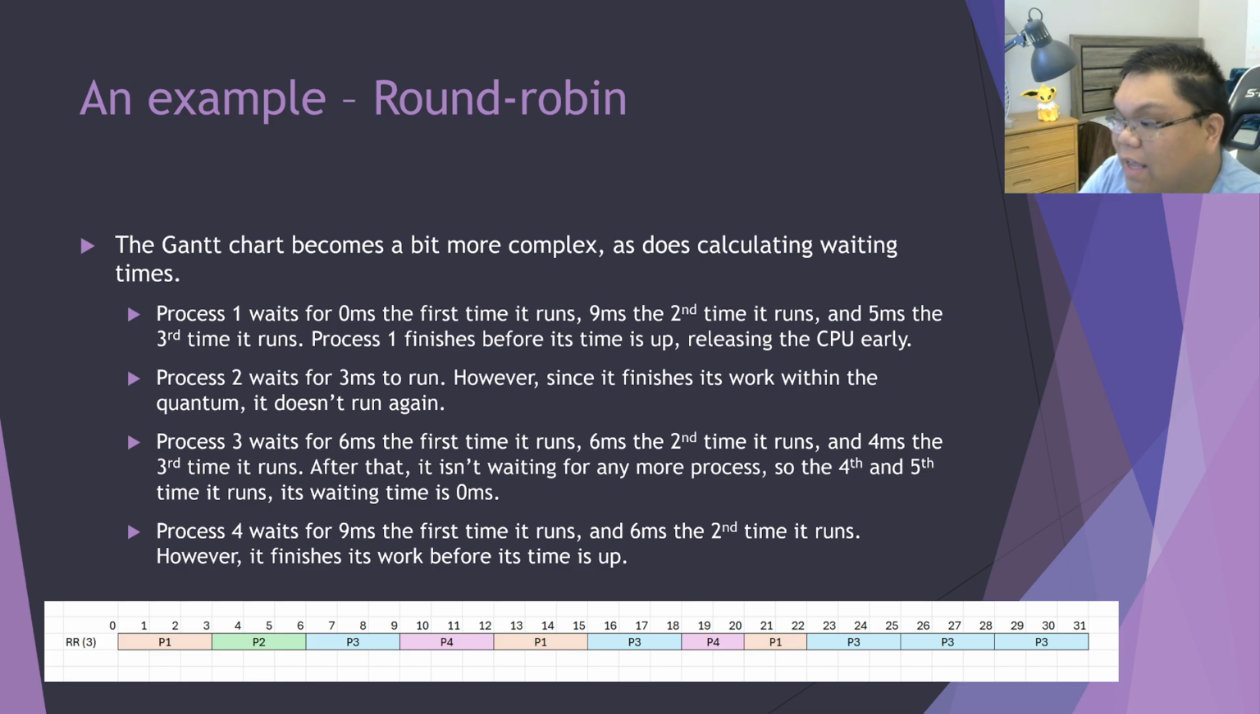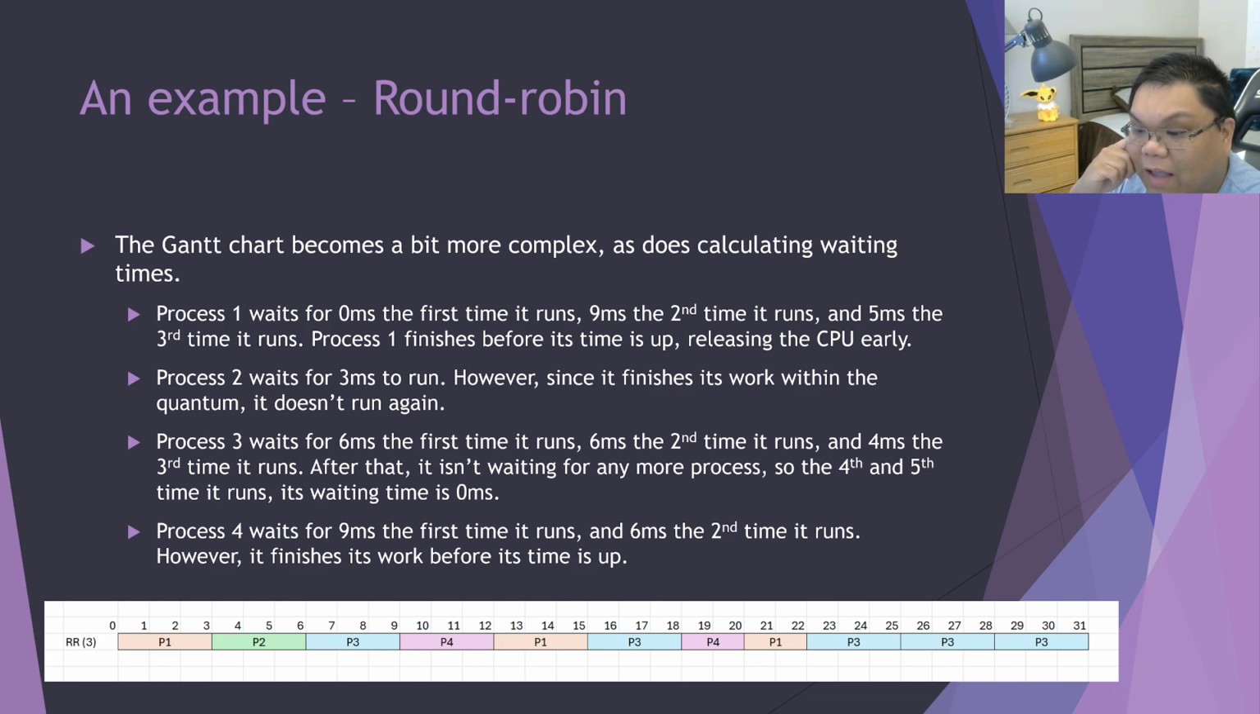Process 1 is much the same. It runs for 2 milliseconds because it finished its job before the quantum was up. Now it's process 3's turn to run. At that point, process 2 has terminated, process 1 has terminated, and process 4 has terminated. So that's 3 processes, and that means process 3 has the whole CPU to itself. So it's gonna run and run and run until it's done.